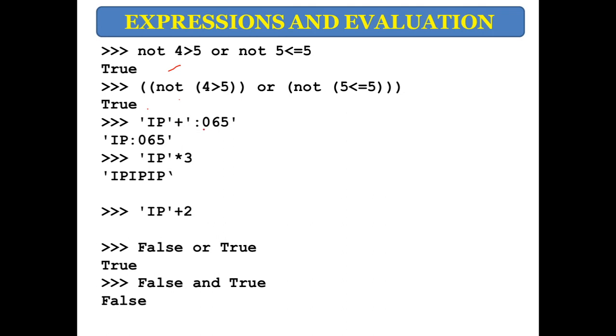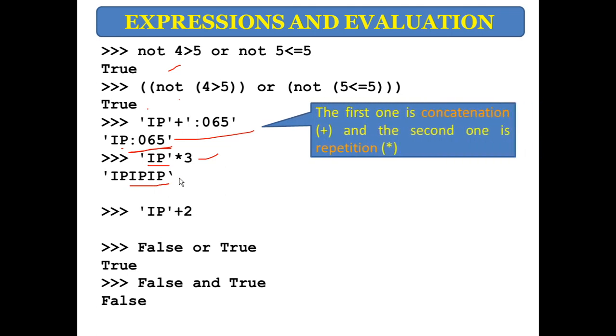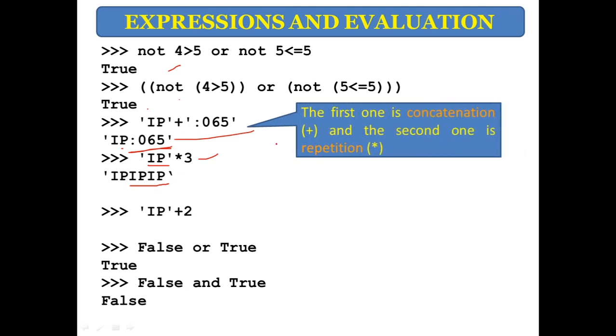Here both things are added, but what is this shown as? Concatenated, a joining operation. IP colon 06, no space is there. This is called concatenation. And when a string is multiplied with some value, it is repeated that number of times, it is called repetition. Let's check. The first one is concatenation and the second one is what? Repetition.